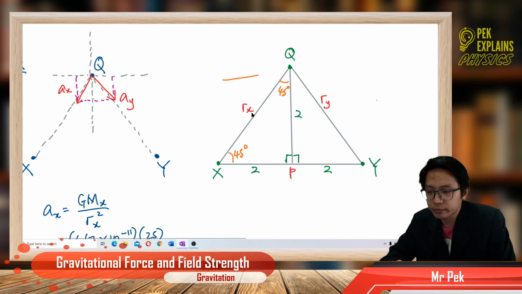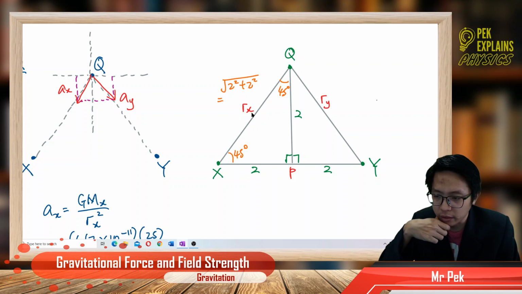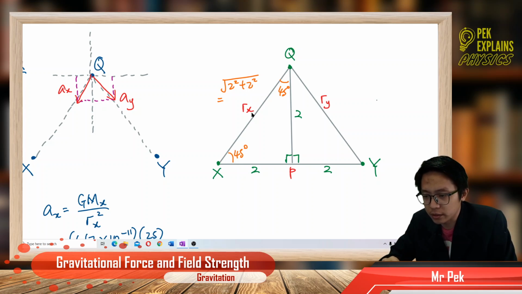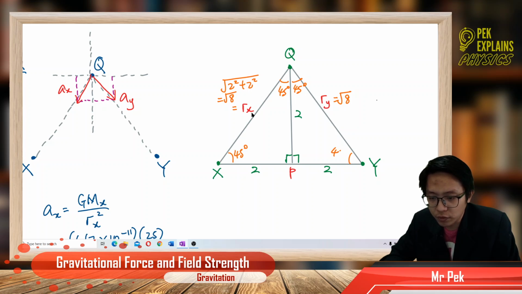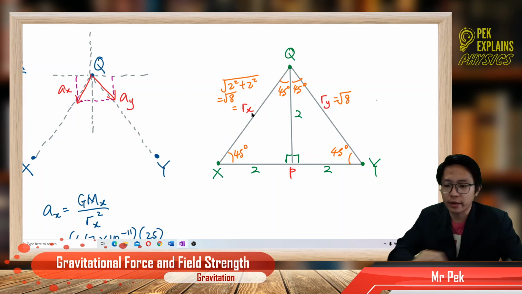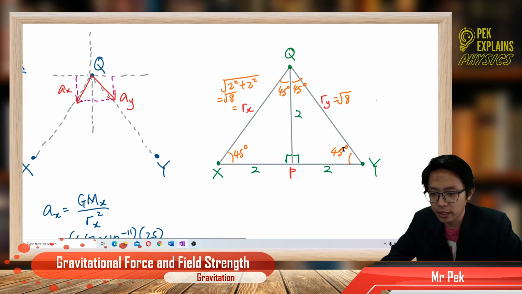Which is the square root of 2 squared plus 2 squared. What do we get? 4 plus 4 is 8. So it is root 8. Root 8 is Rx. So I think Ry should be the same also. Yeah, root of 2 squared plus 2 squared. So this is root 8 also. And this is 45 degrees, and this is also 45 degrees. All right. Okay. So now we got that.